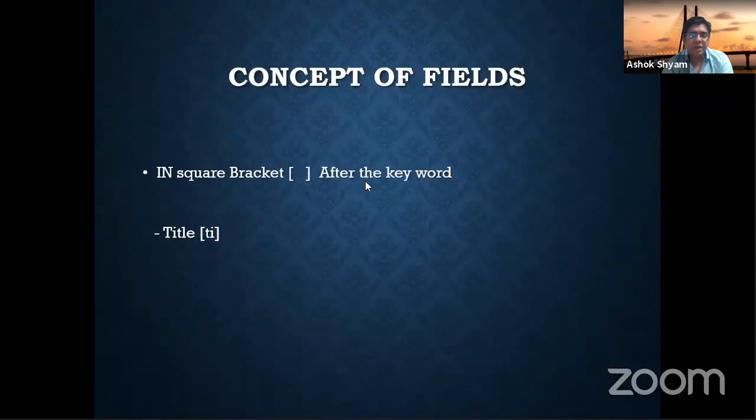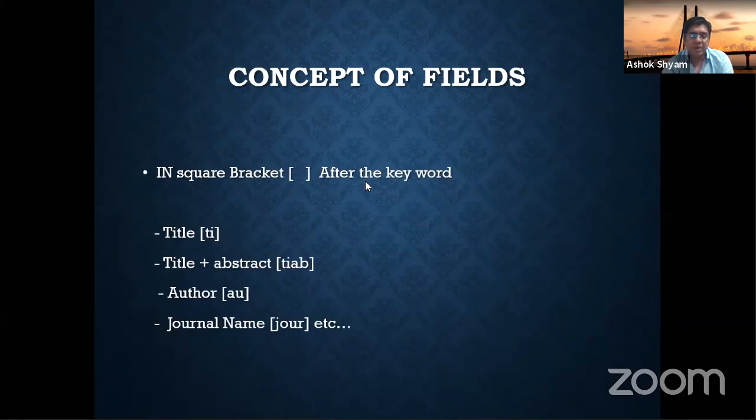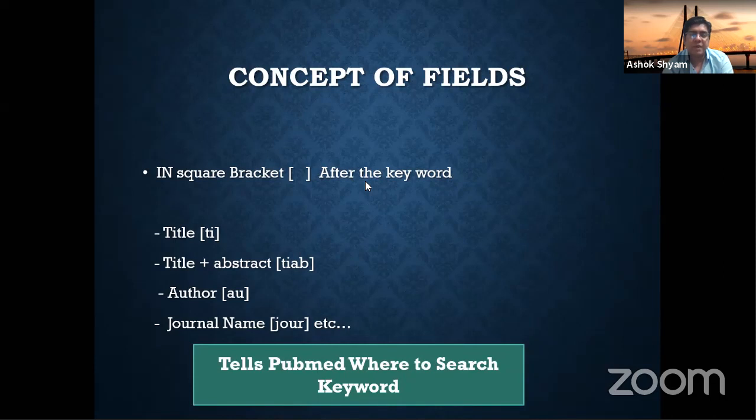It is in square brackets after the keyword. These are various fields that are there. What does a field do? It tells PubMed where to search the keyword. The first concept was keywords, which is in PICO format. Now we are trying to search these keywords in PubMed, so we utilize the field concept. If the field is TI, that means PubMed will search the keyword in title only. If the field is TIAB, it will search the keyword in title and abstract both.